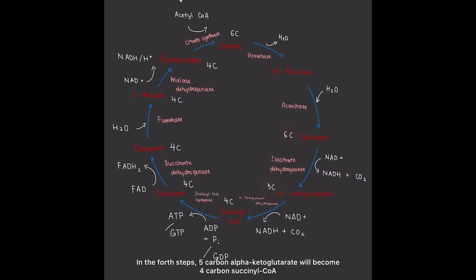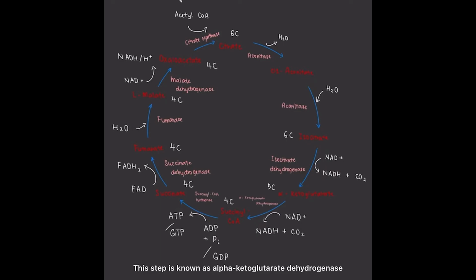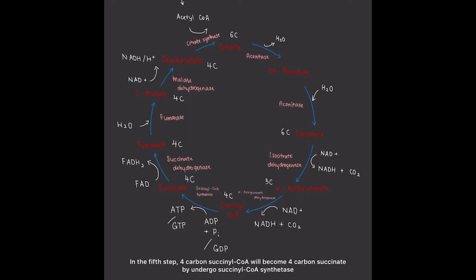In the fourth step, 5-carbon alpha-ketoglutarate will become 4-carbon succinyl-CoA. This step is almost alike to the step before this. This step is known as alpha-ketoglutarate dehydrogenase. In the fifth step, 4-carbon succinyl-CoA will become 4-carbon succinate by undergoing succinyl-CoA synthase. 1 ATP, or GDP with a phosphate group, will become ATP or GTP produced.